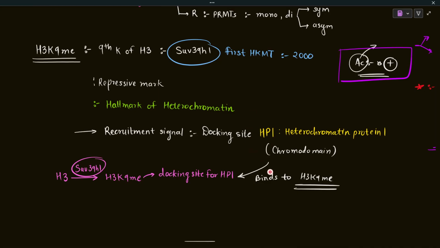In the next lecture we will learn about the very interesting phenomenon of the self-propagating loop. So this is it for today. Then we will also learn about other methylation marks such as H3K20 methylation and H3K27 methylation. Till then, see you.